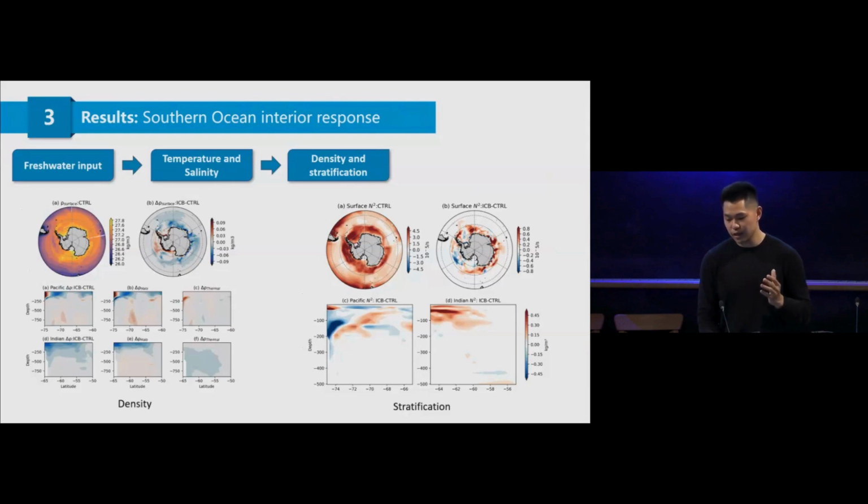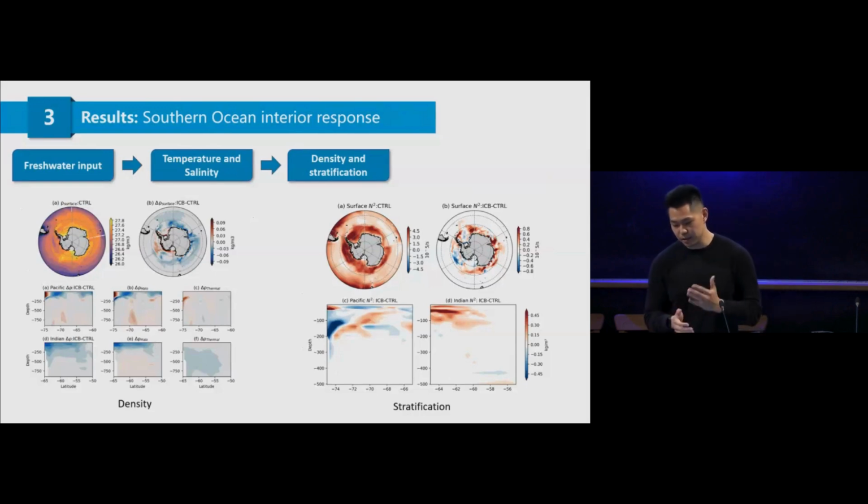If you look at the figure on the bottom, you can clearly see salinity has a dominant impact on the density change, and that really makes sense because in the high latitudes the temperature change range is really limited. It also shows N squared to represent the stratification. In the Indian section, we have increasing N squared, representing a more stable water column, and in the Pacific sector, it's the opposite.